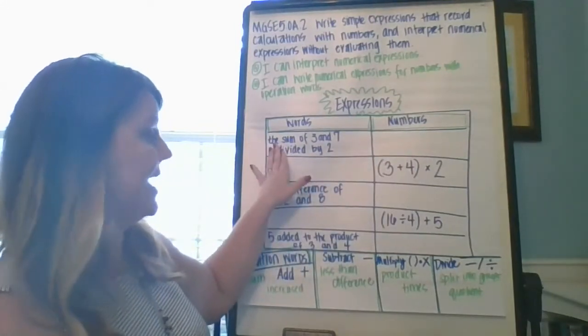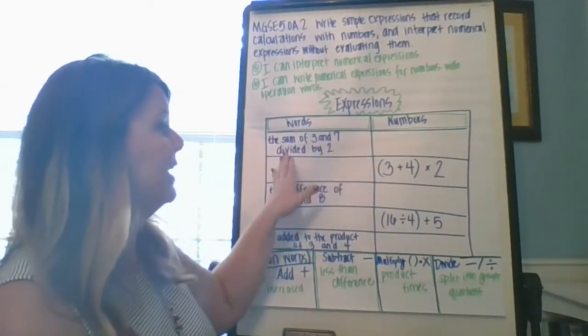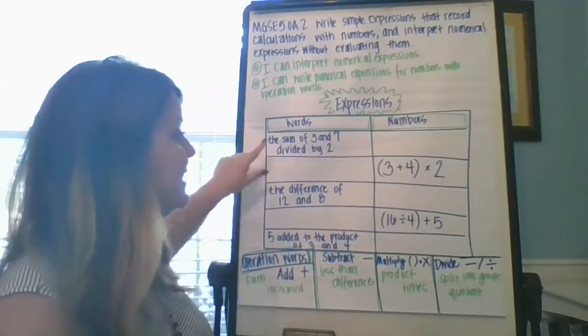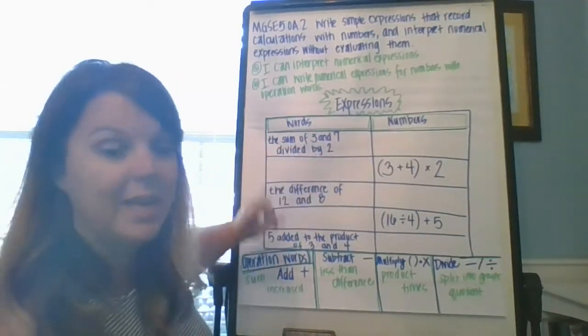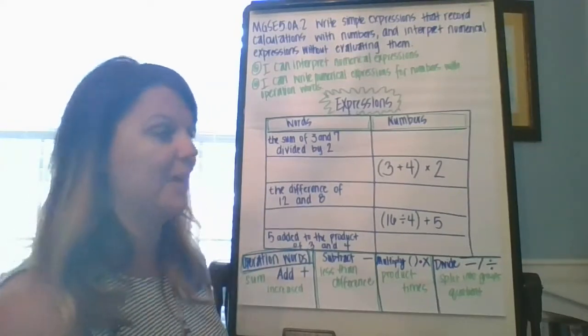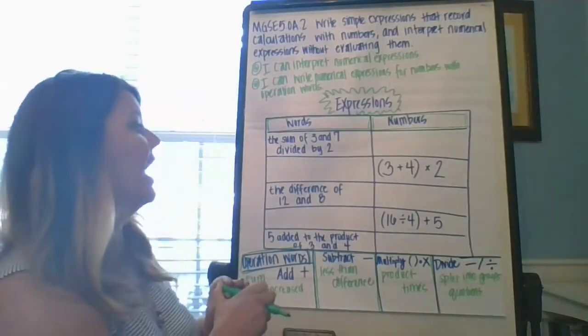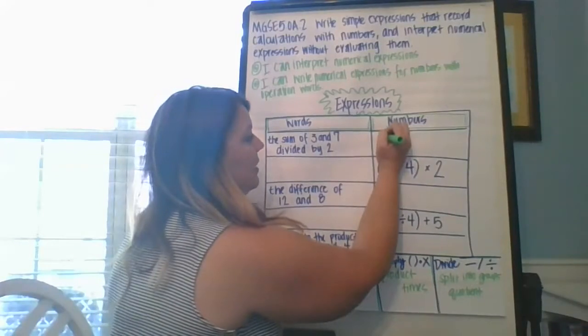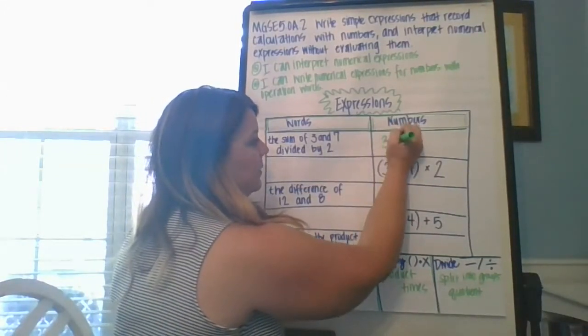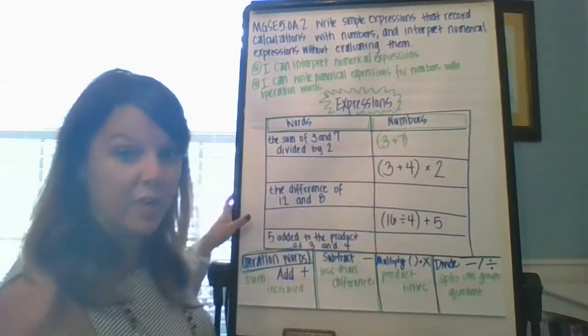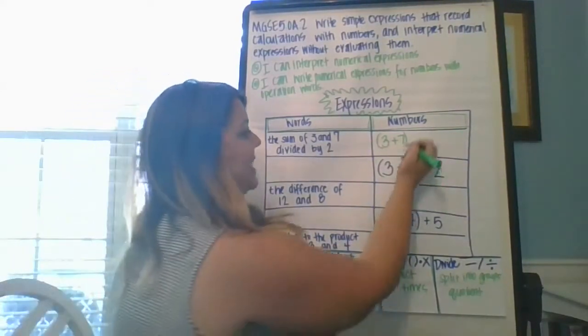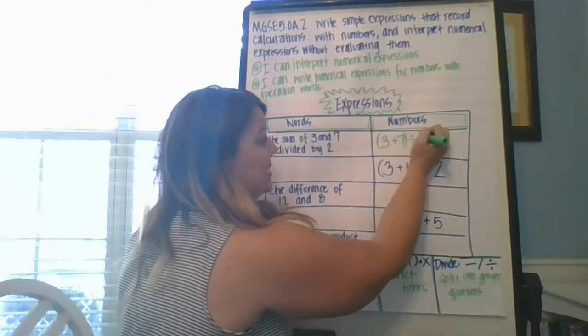So this first one says the sum of 3 and 7 divided by 2. Now, because it says the sum of 3 and 7, it doesn't say 7 divided by 2. It doesn't say 3 divided by 2. It says the sum of 3 and 7 divided by 2, which means I need to add those first. So I'm going to put that in parentheses, and then I can divide by 2.